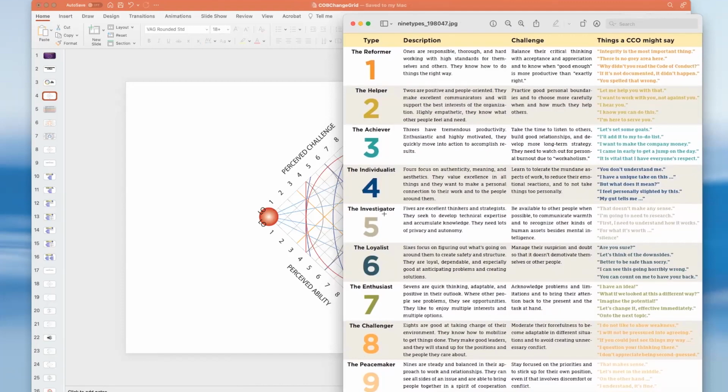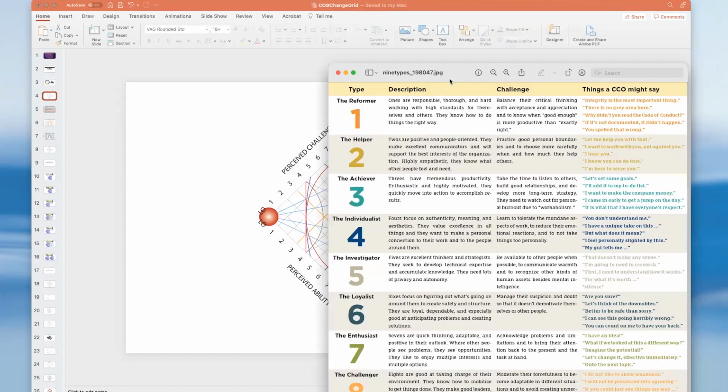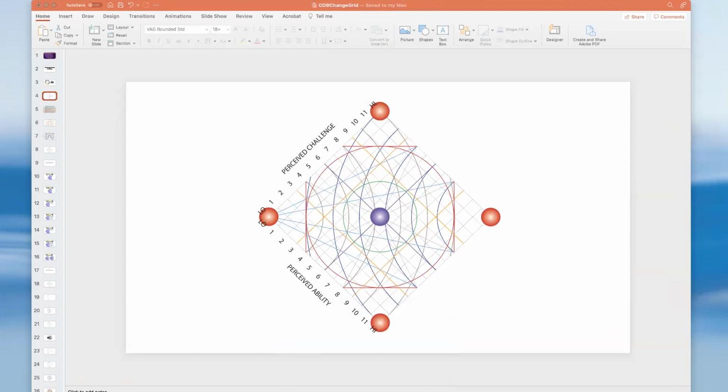But look what they're reading here for the investigator. Fives are excellent thinkers and strategists, okay? They seek to develop technical expertise and accumulate knowledge. They need lots of privacy and autonomy. Now, there are some other things around there, but basically the investigator investigates things. So I hear certainly an analytical energy, and I hear a little bit of a driver energy. And so we could even just say it's somewhere around here. Is that fair enough right now? We're just playing a fish kind of clock.